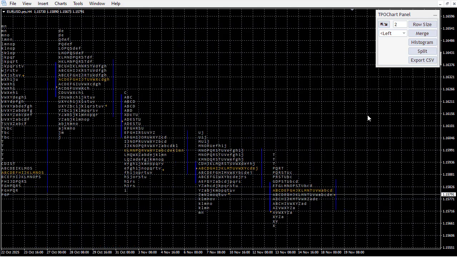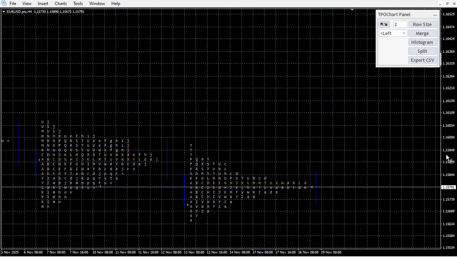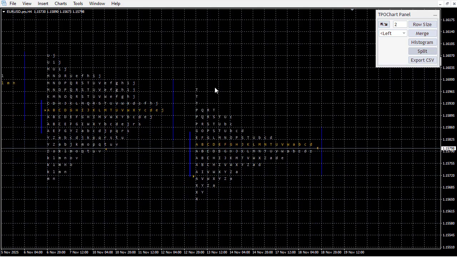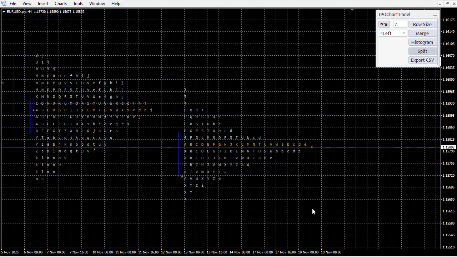So let me zoom in a little bit and do this. You can see that inside the profile we have letters, and each letter is a period. Usually it is 30 minutes or 1 hour. Here we have 30 minutes, so every letter is 30 minutes. Every time the price goes to a certain point, it prints a letter, and it is moving vertically, not horizontally like the traditional bar charts or candlestick charts.